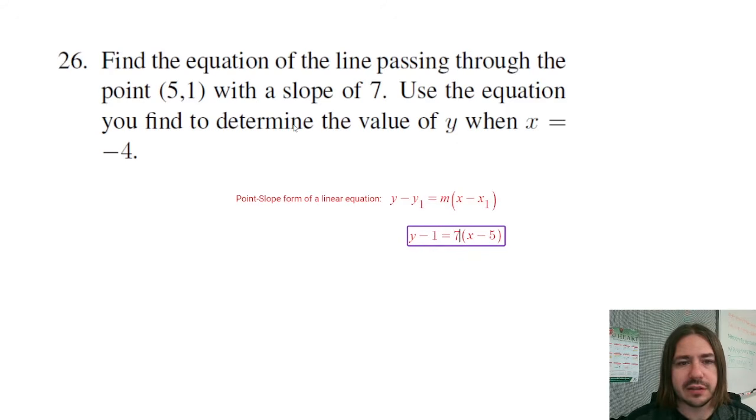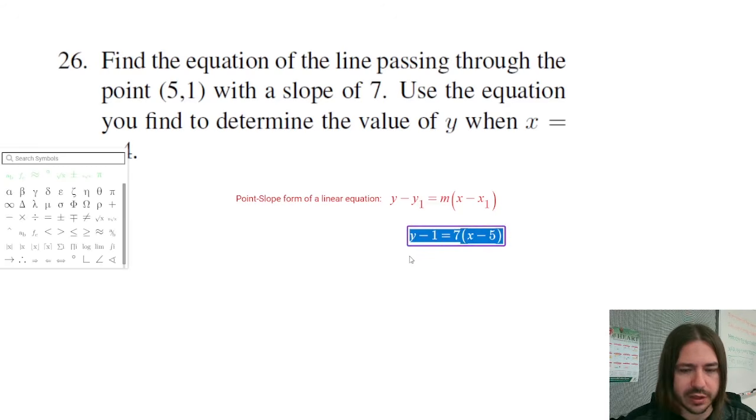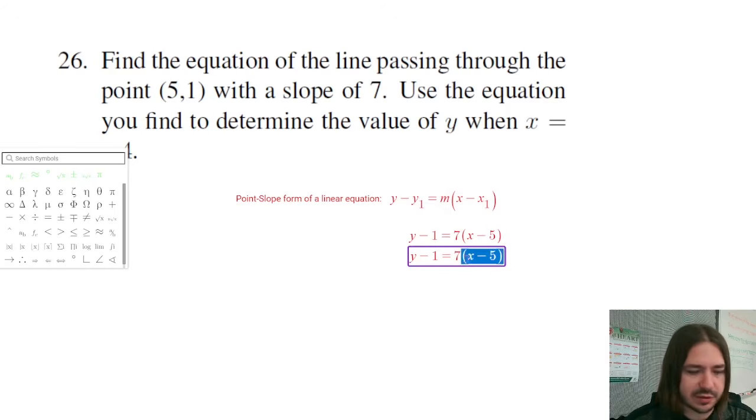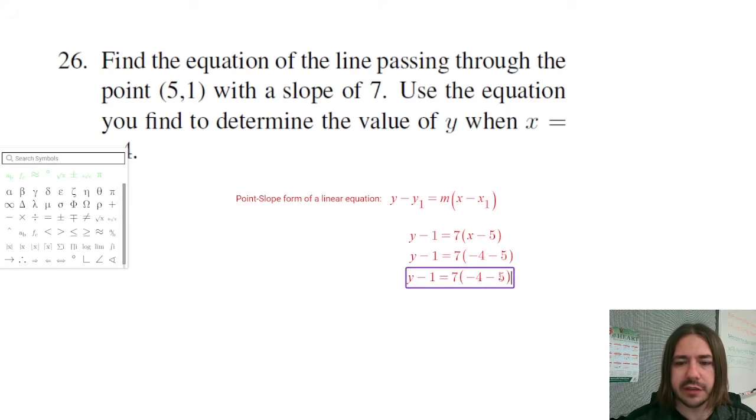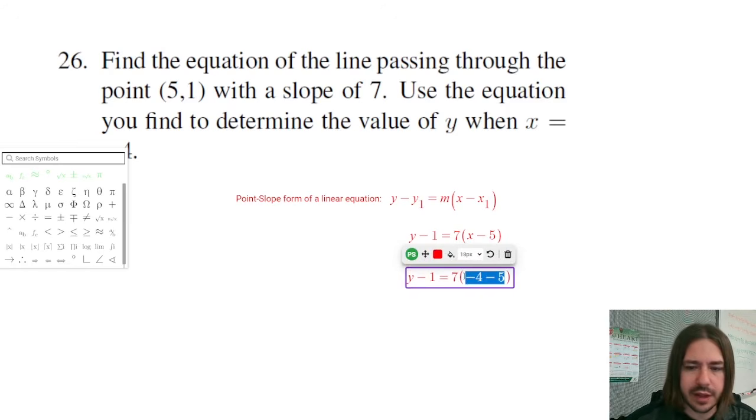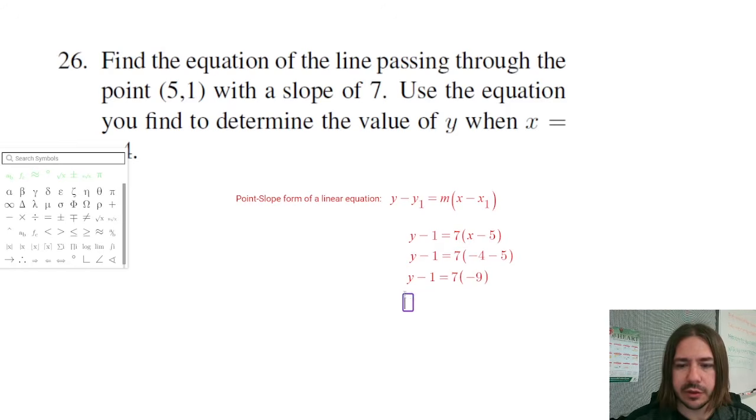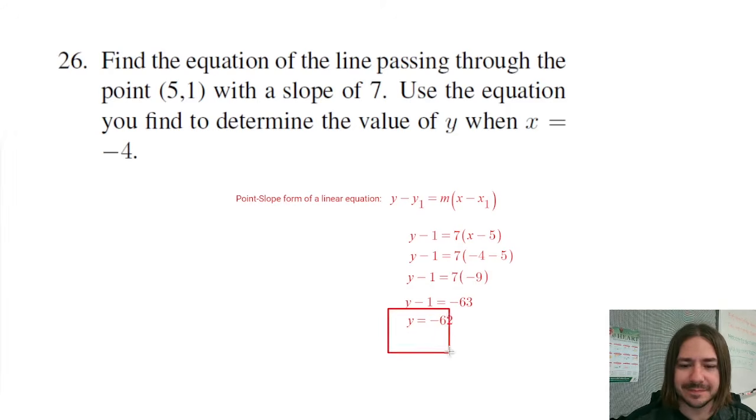And so the question is asking to determine the value of y when x equals -4. So all we need to do is just substitute -4 into x. So I'm going to change this x to a -4 and now just solve for y. So -4 minus 5 is going to be -9. -9 times 7 is going to be -63. And then if I add 1 to both sides, I'm going to get my answer, which is negative 63 plus 1, or negative 62.